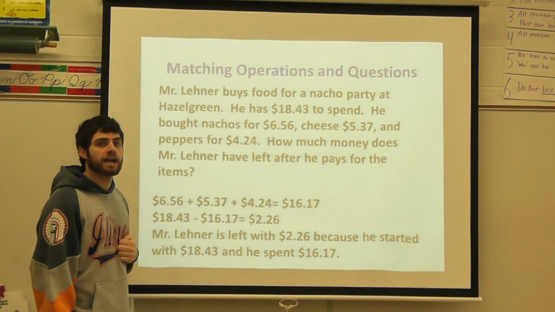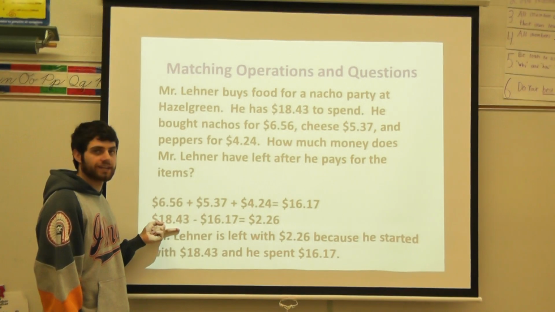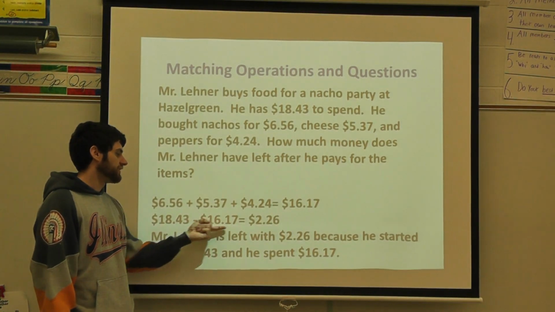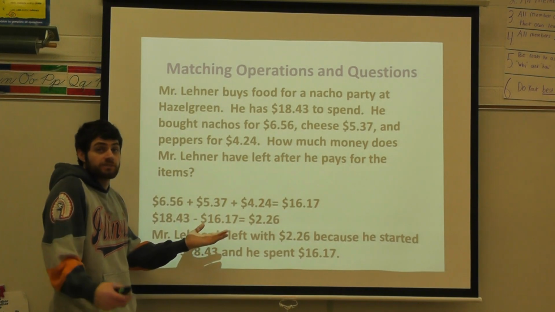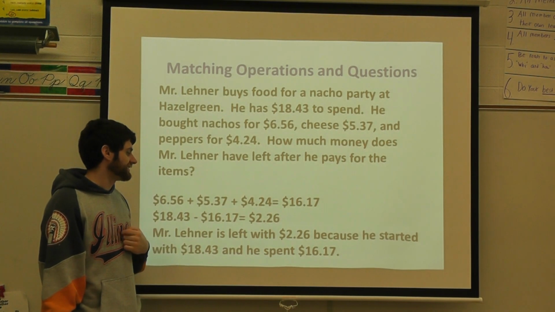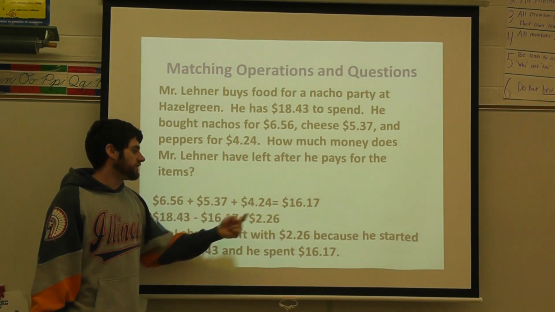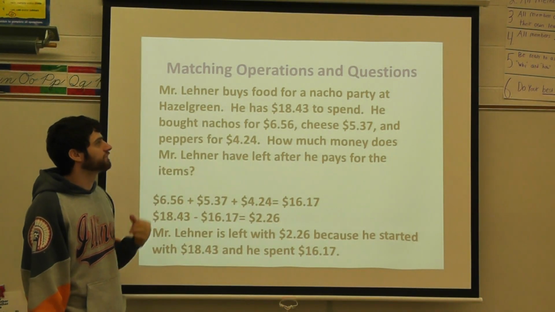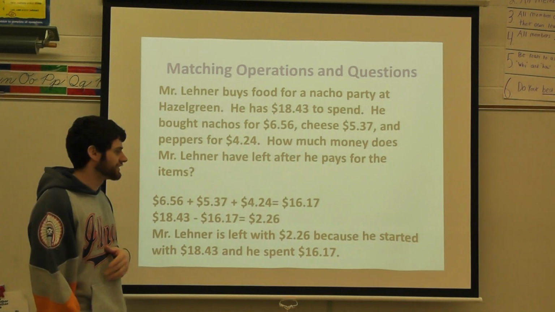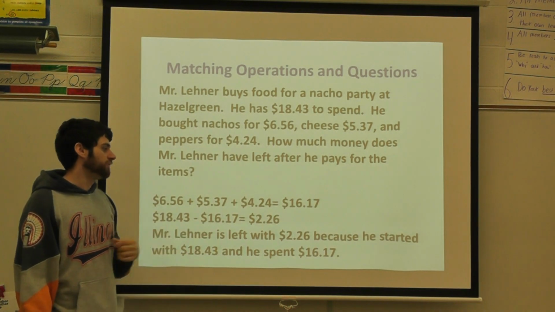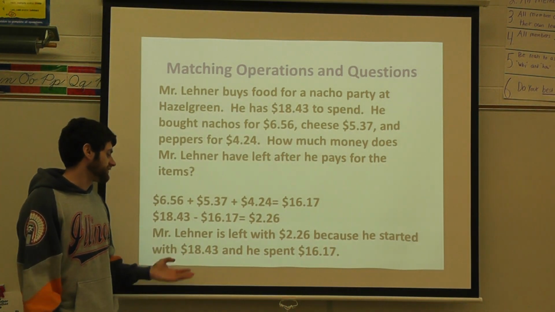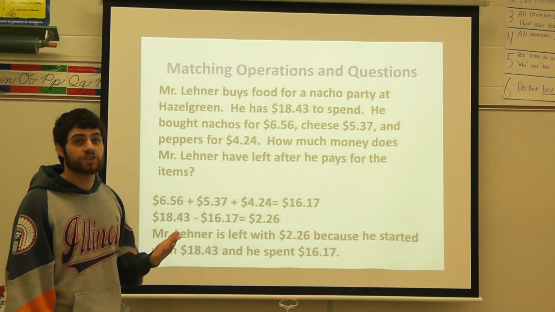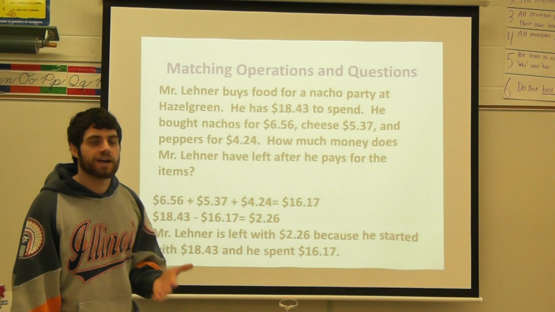Then I'm going to use subtraction. I'm going to take the total that I came with, which was $18.43, and subtract the cost, because that's the money I had to spend to buy the items. So I subtract $16.17, and I'm left with $2.26. After my trip to buy nachos for the 6th grade class here at Hazel Green, Mr. Lehner is left with $2.26 because I started with $18.43 and I spent $16.17 of that money.